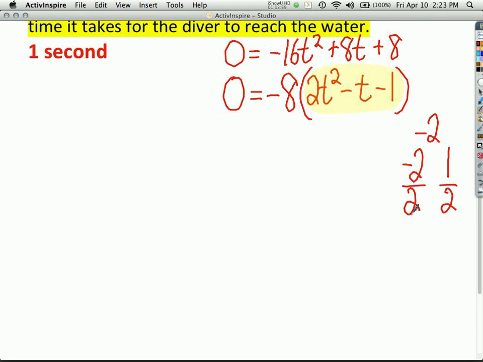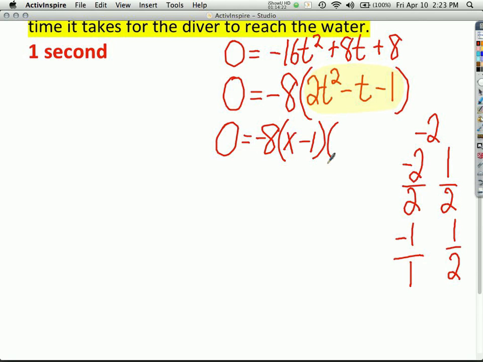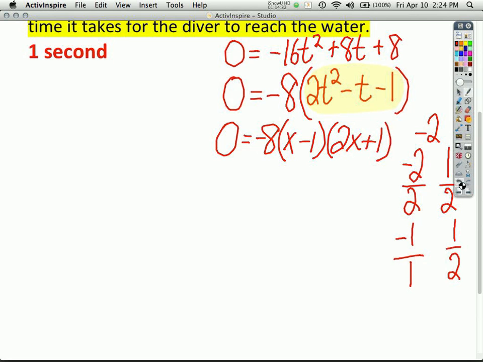And so this simplifies to -1 over 1. And this is already simplified, 1 over 2. The denominator is the coefficient. The numerator is the constant. So this will turn into 0 equals -8 times (t minus 1) times (2t plus 1). Oh, I put an x instead of a t. Go back. Sorry about that.